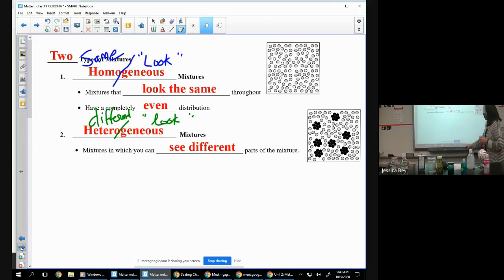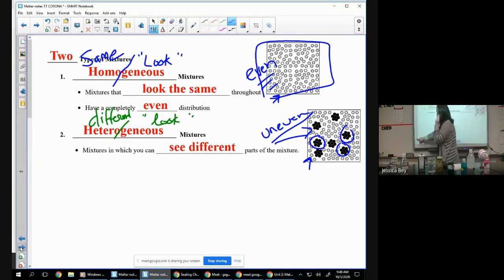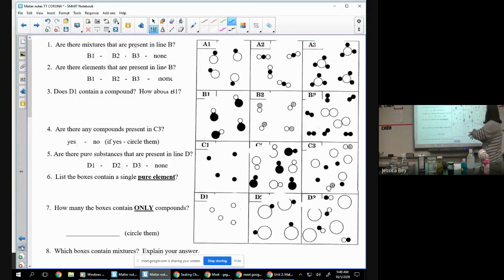Perfect. Today, though, we're going to look at it on a microscopic view here. Remember, if it has an even distribution, then that means it's homogeneous. If you can see the big pieces and parts, and that is, we'll say, uneven, then that means you are looking at a heterogeneous mixture, okay? So some of these are a little challenging because you have to look at it, pull back, and say, what would I see at a bigger level? Okay, so we're down here. This is going to be our practice here. I'm going to give you a little bit of time to do it, and then we're going to go over it.